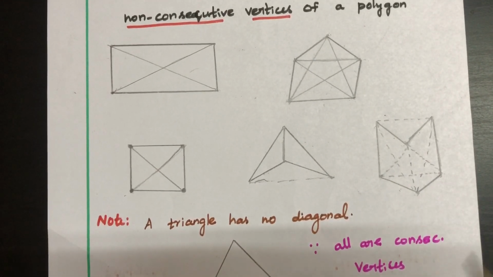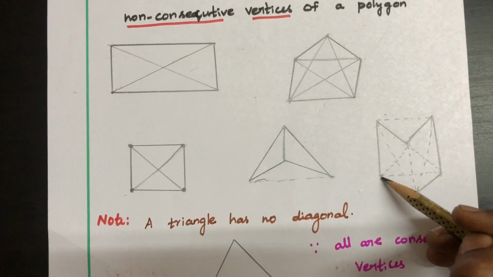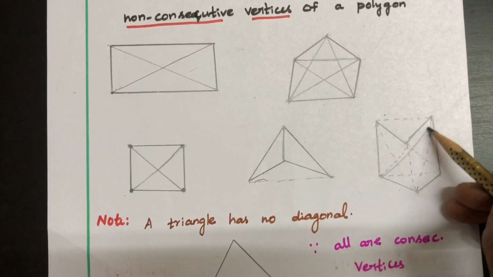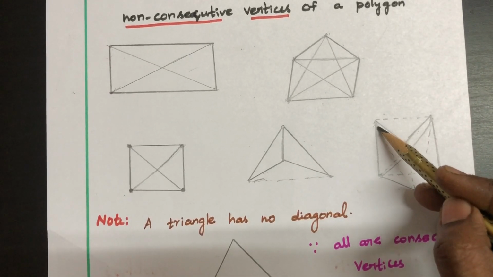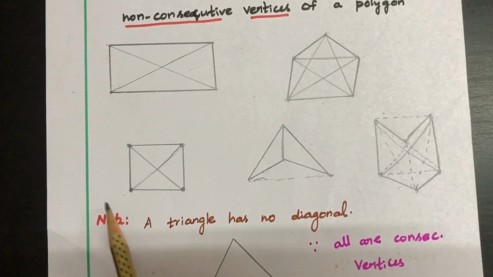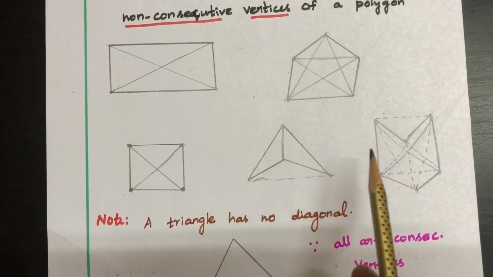We can draw 2 more diagonals out of this. See, these two are non-consecutive. So, we can draw here also similarly from here to here. So, like this also we can draw. These are the ways to draw diagonals for the polygon.